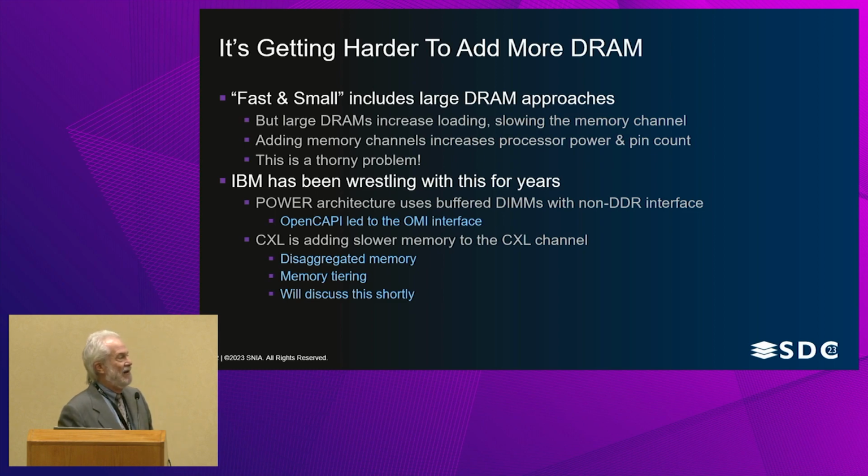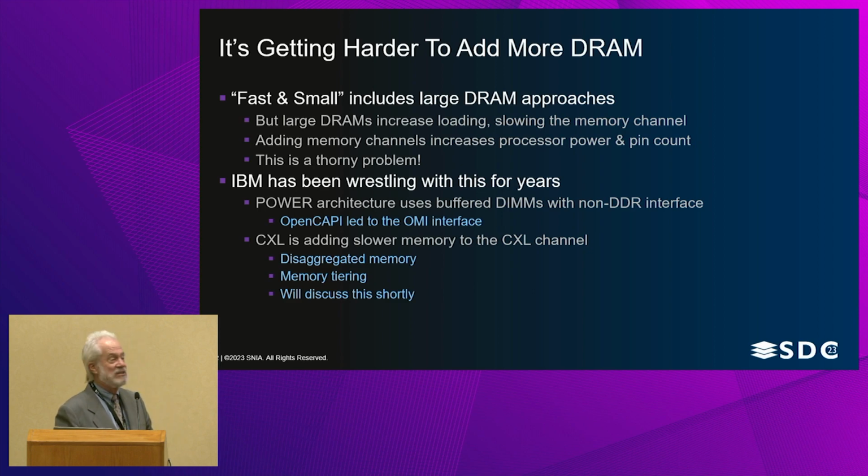Adding memory channels increases the power and the pin count on the processor because, instead of putting a whole lot of DIMMs on a single channel, you just put out multiple channels that have a single DIMM on each one. Well, that ends up that the processor has to drive all of those pins. And so it consumes a lot of power, adds a lot of pins. And so this is something that limits the processor's ability to use the power for more productive uses.